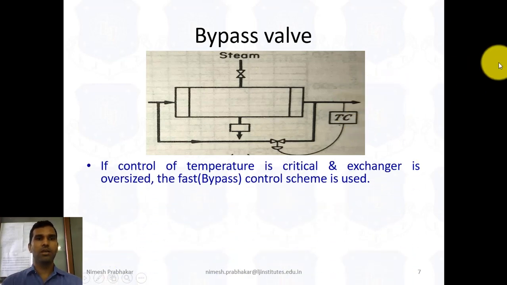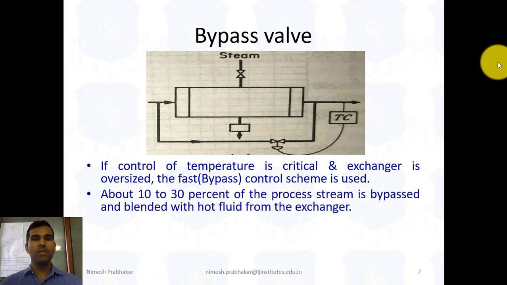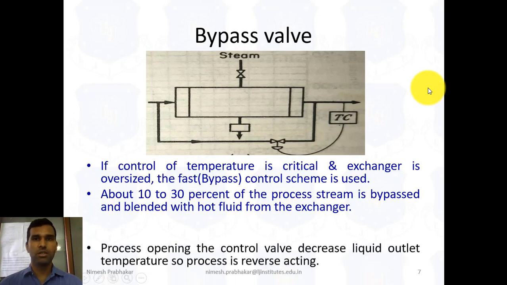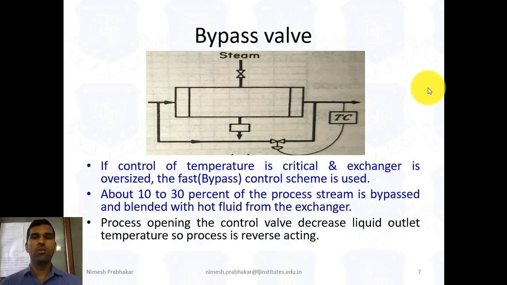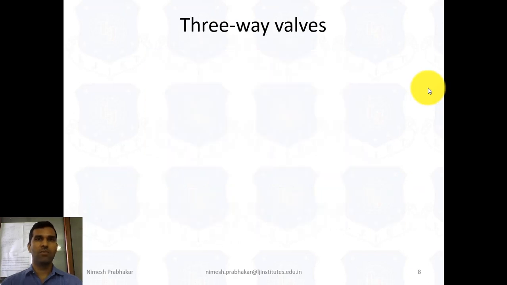To understand this, if the control of temperature is critical and the exchanger is oversized, like a big one, the bypass control scheme is used. About 10 to 30% of the process stream is bypassed and blended. Blend means mixed with the hot fluid from the exchanger. As we discussed earlier, this 10 to 30% of the fluid is mixed with the hot water of this exchanger, so we can reduce the temperature. In this process, opening the control valve decreases the liquid outlet temperature, so the process is reverse acting. So this is a bypass valve. Now we discuss the three-way valve.